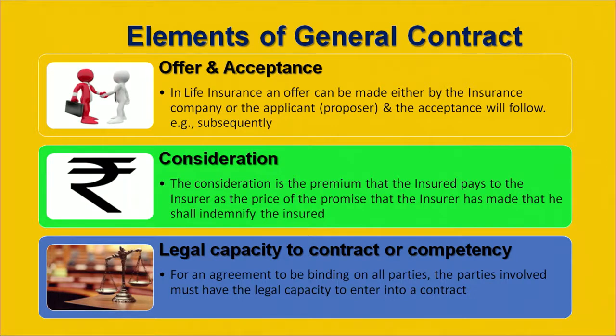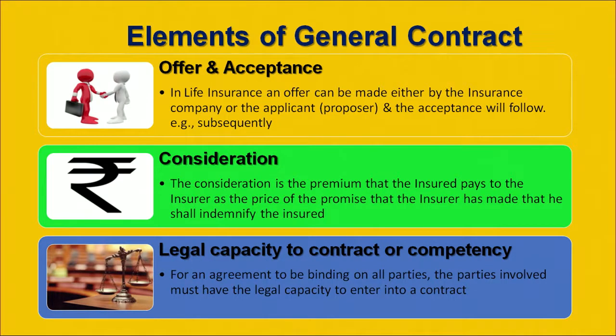So the offer could be in terms of the sum assured which the customer is wanting, or the premium which the insurance company is wanting the customer to pay. So these are the offers which either of the parties make and the other has to accept. So when I say that I want an insurance plan of say 1 crore sum assured, and the insurance company says that you have to pay a premium of 10,000 or 20,000 per annum, then these are the conditions or the offers which either of the parties are making, and the other has to accept that offer subsequently for that contract to operate.